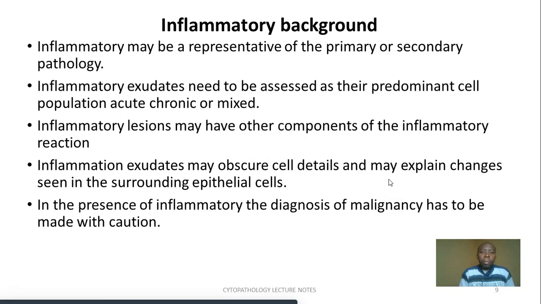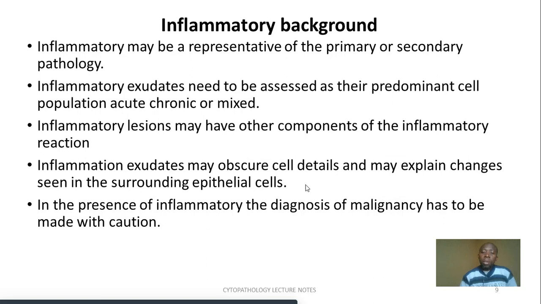Inflammatory regions may have other components of the inflammatory reaction which may also appear in the background. Depending on the case, we may also see some necrosis in the background, and depending on the site where the inflammation is taking place, we may also have some mucinous appearance or mucus in the background. But overall, it is an inflammatory background. Inflammatory backgrounds may obscure cell details and may explain changes seen in surrounding epithelial cells.